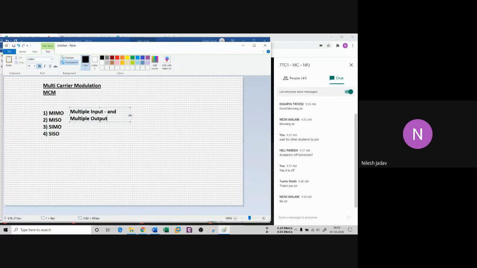Okay, so at both ends, at the sender and receiver, you're going to have multiple antennas and multiple output antennas. However, in MISO, there are going to be multiple inputs, meaning multiple antennas, but a single output, a single receiver. In SIMO, you have a single input, meaning a single antenna, and you have multiple receivers.